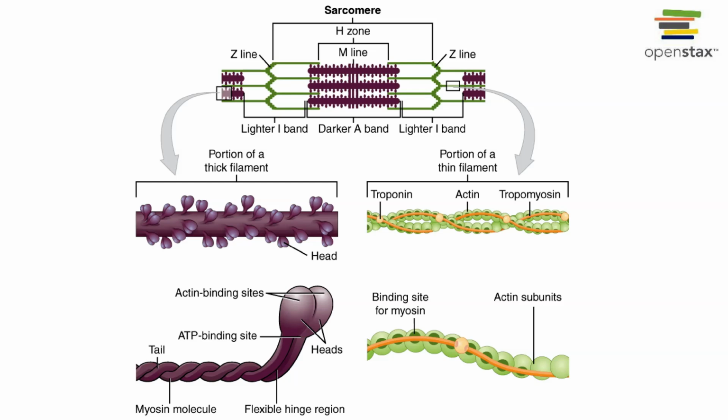When calcium is released inside the muscle fiber, it binds to troponin, which moves tropomyosin aside. This exposes the binding sites on actin, allowing myosin to form cross bridges and initiate contraction. The boundaries of each sarcomere are marked by Z lines, which anchor the thin filaments in place.